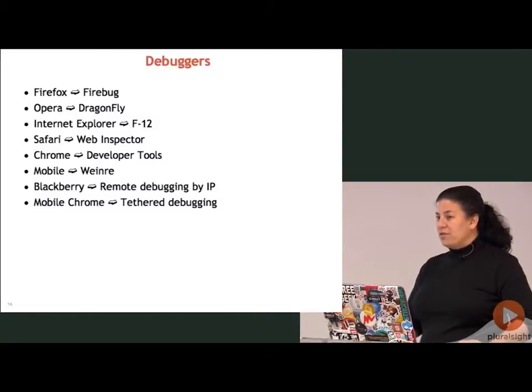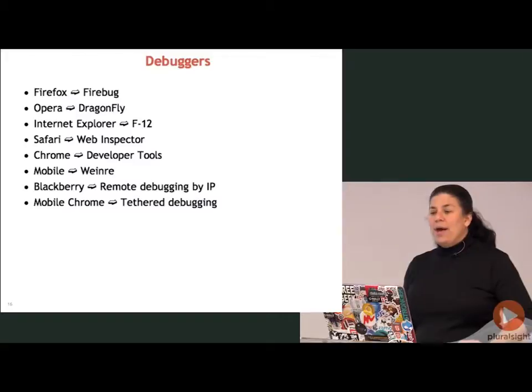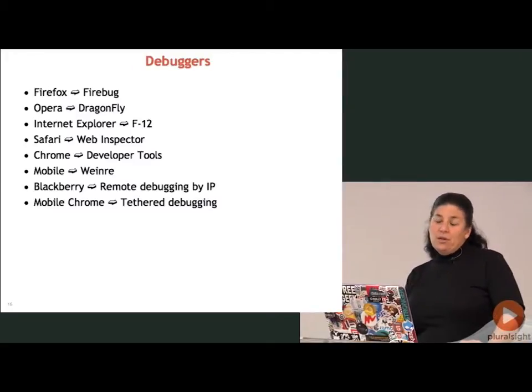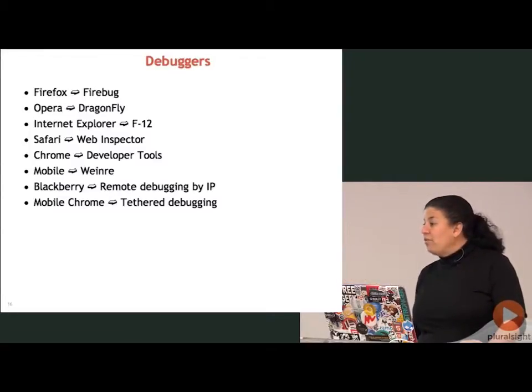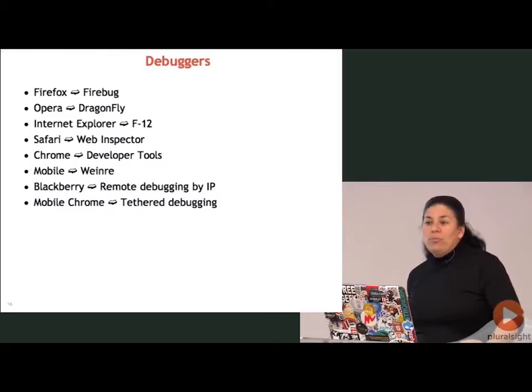So Firefox has a debugger called Firebug. And that is something that you add. So Firefox has its own web inspector, but Firebug is definitely the debugger you want to use. And everyone knows Firebug, right? Don't need to go into that. Dragonfly. That is Opera's version of the debugger. It is awesome, and it does remote debugging.